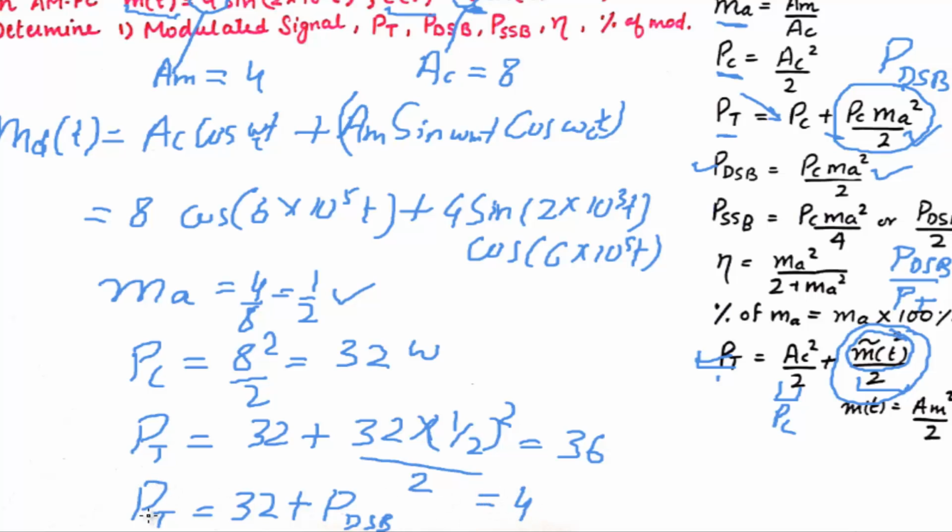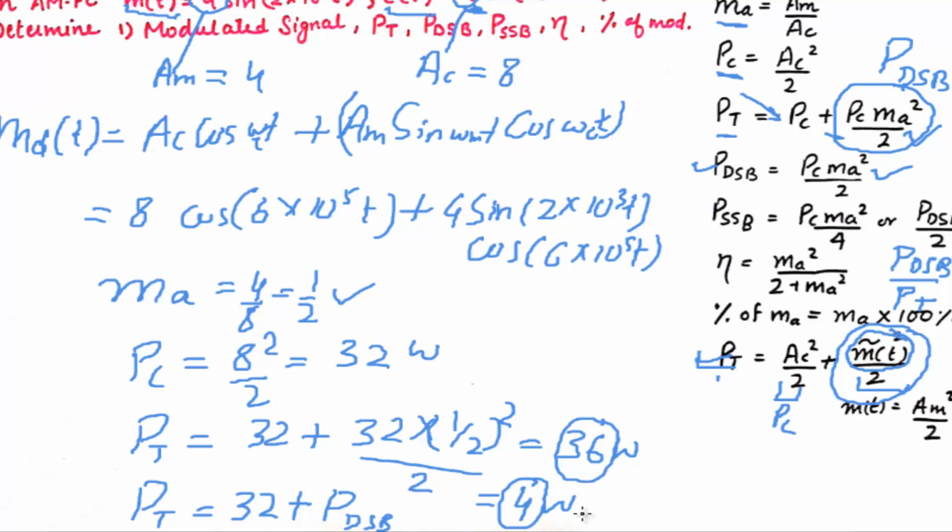You could put 36 here. 32 is the power in the carrier. So power in double sideband will be 4 watts. And this is 36 watts. So you can see our carrier carries a lot more power than the actual signal's power. Power of double sideband is a representative of the power carried by the signal itself, and PC is the power required to transmit the carrier signal along with the modulating signal.